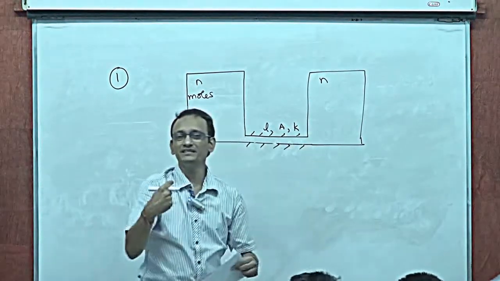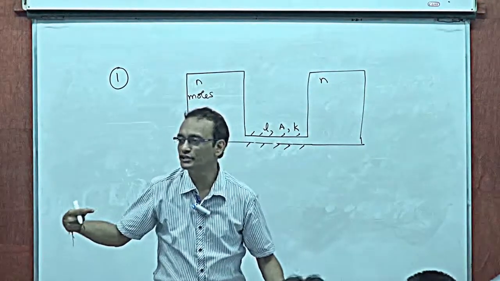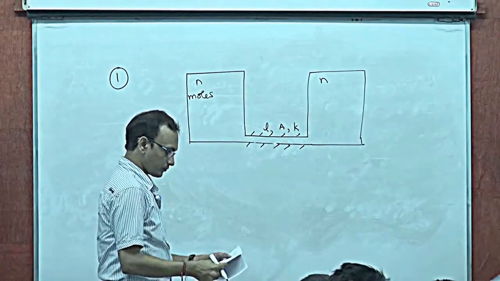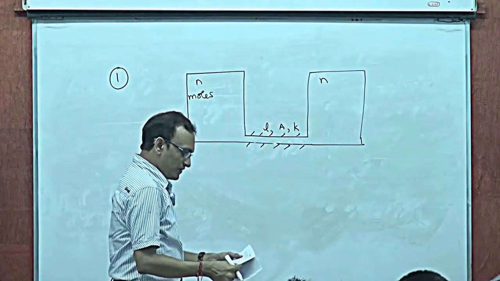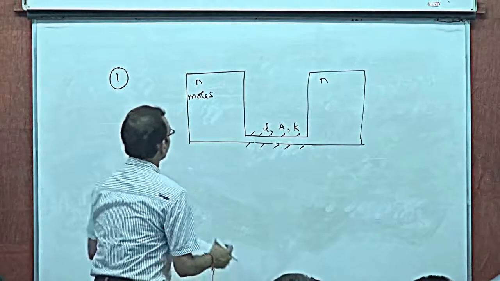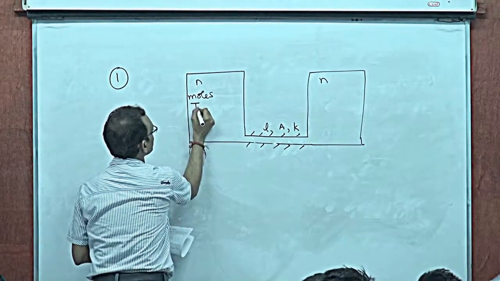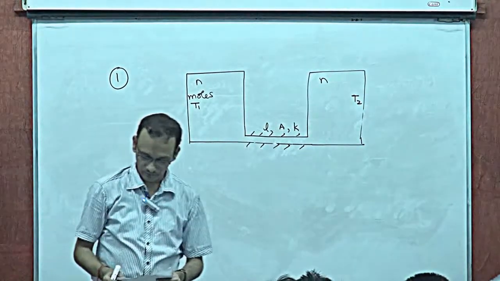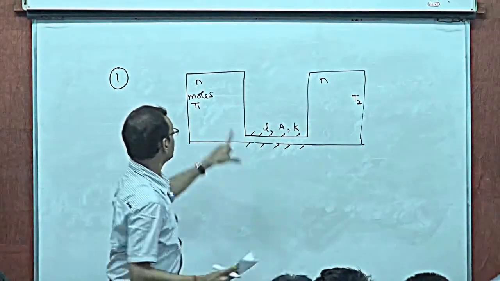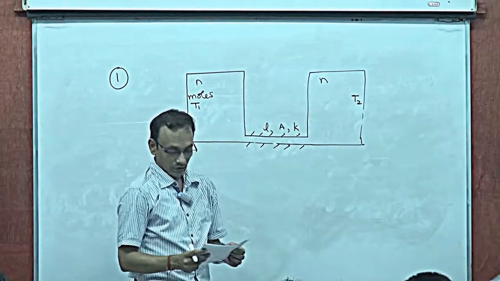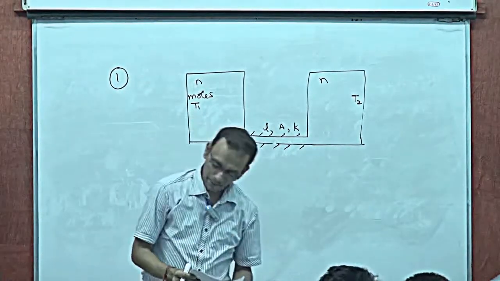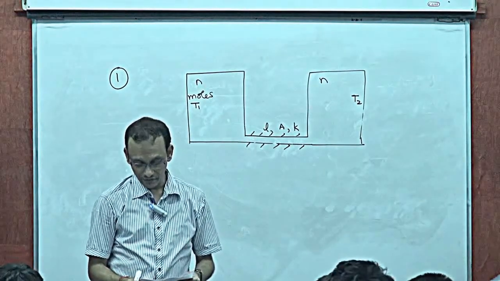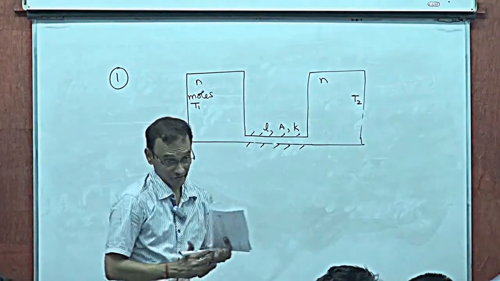All that it means is there would be no lateral flow of heat. It's going to be a one-dimensional flow of heat if the lateral surface is lagged. If at time t equal to 0, the temperature in this is T1 and the temperature in this is T2, with T1 greater than T2, neglecting thermal capacity of the rod, calculate the temperature difference between the gas temperatures as a function of time.